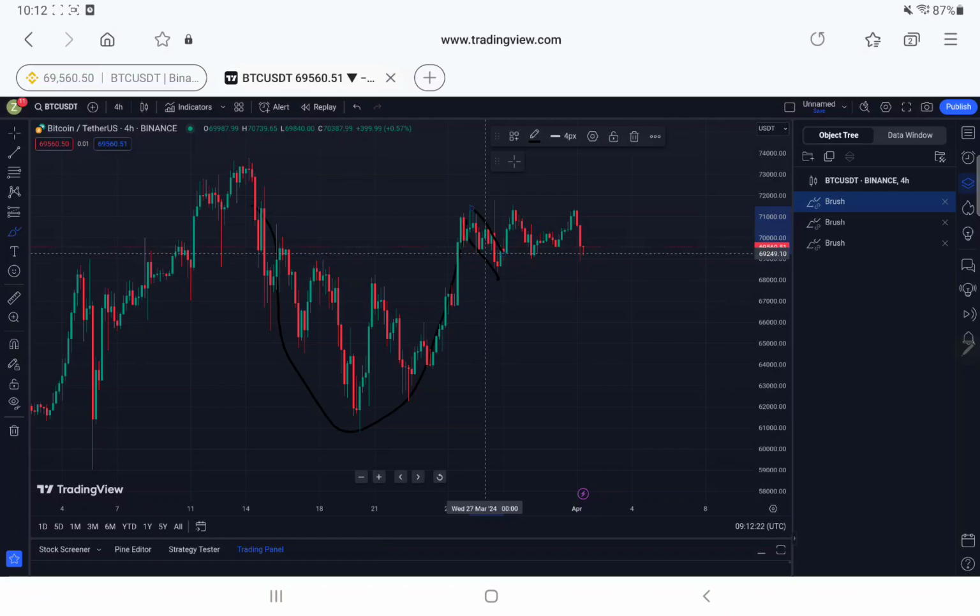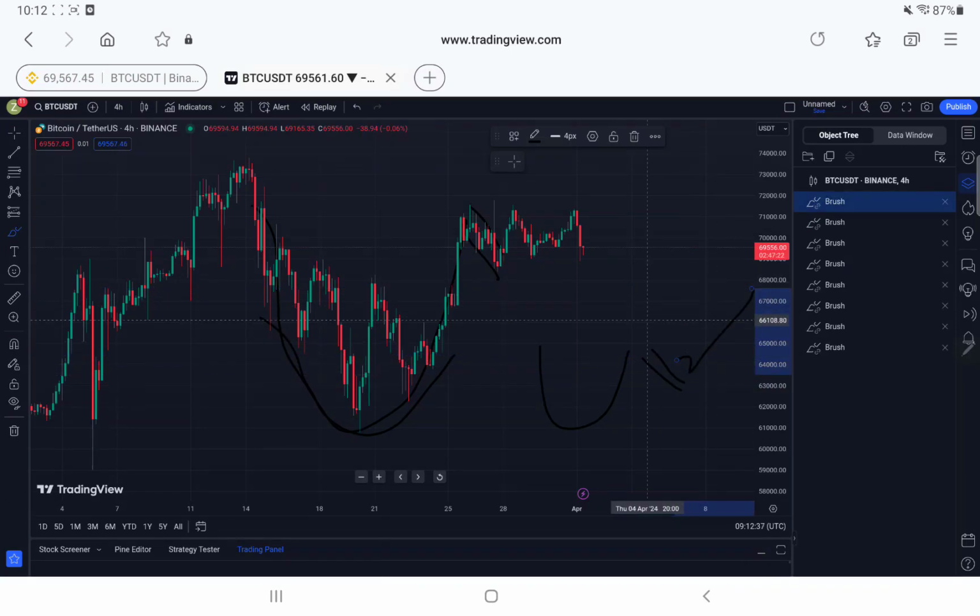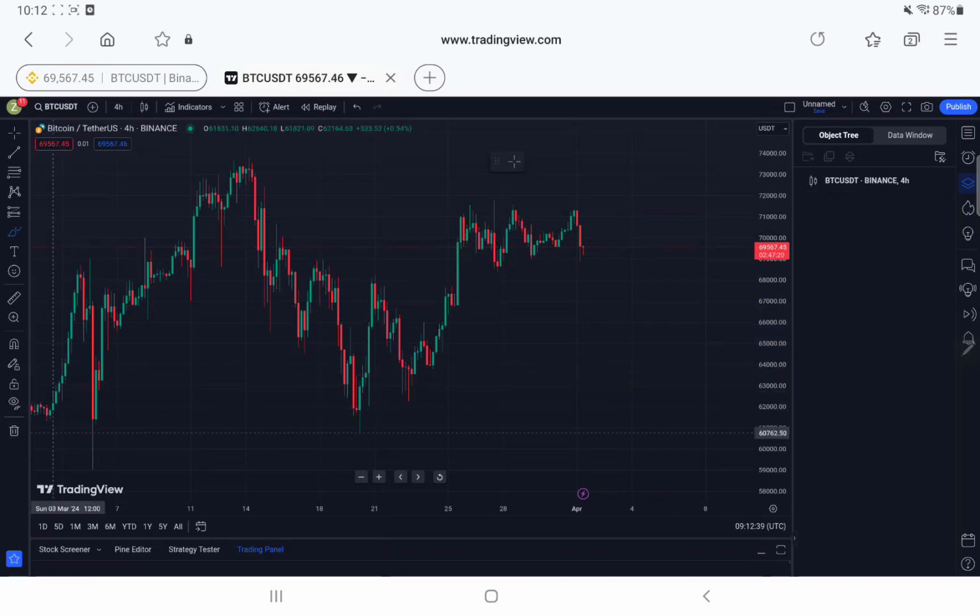I drew this out and said this was obviously not going to be a cup and handle pattern, purely because of the fact that it is too rigid of a bottom. It's not really a nice smooth curved bottom. A cup and handle pattern would normally have a nice smooth bottom and a nice trend going sideways, and then we break, retest, and we go up. Now, that's not what's happened here.